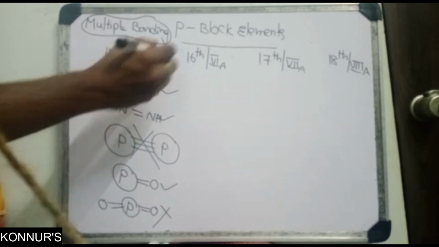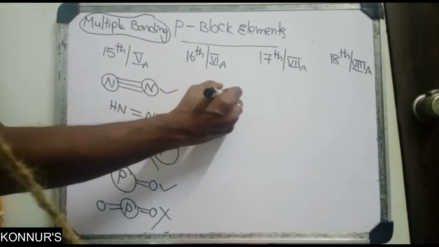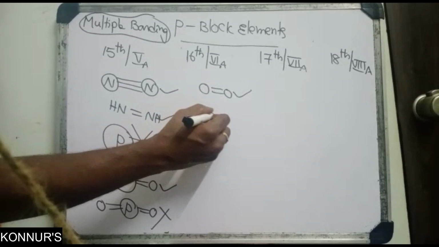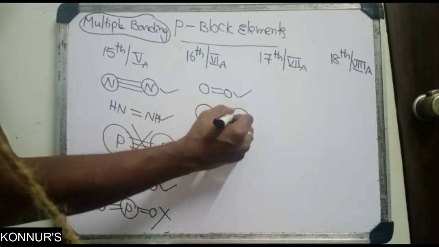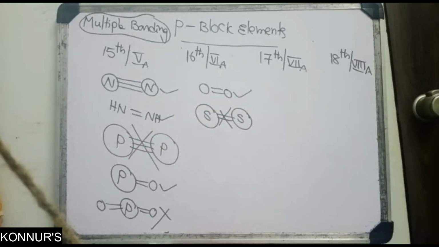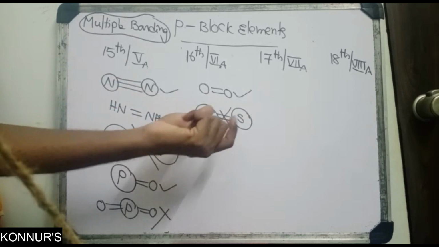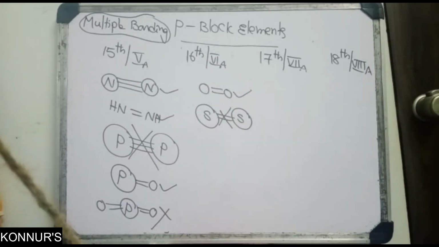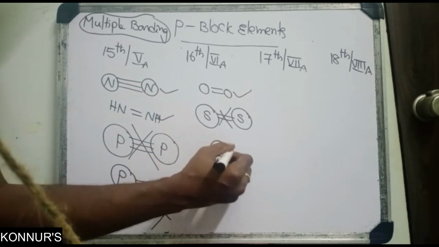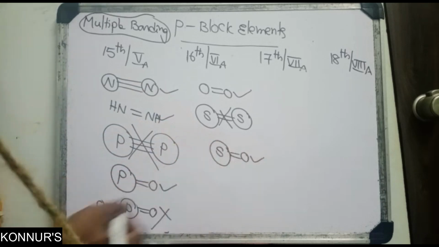Next, you come to oxygen. In between oxygen atoms, a double bond is formed. Suppose sulfur is large in size. Since sulfur is large, the double bond character is very less, so only two compounds are there. That is the only thing. But sulfur can form one double bond O.